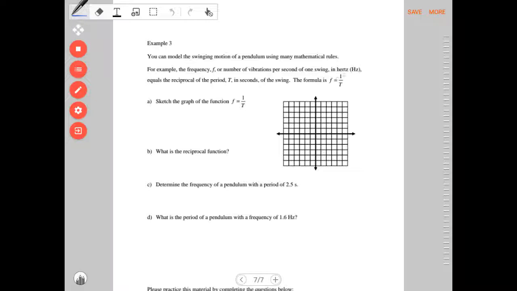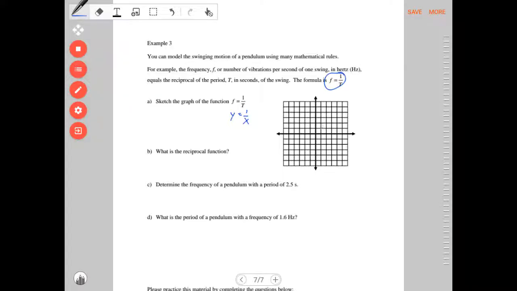Basically, the formula for this is frequency is 1 over period. Okay, not a big deal. Frequency is the number of vibrations per second, and t is the time for one swing. All right, so the formula is F equals 1 over t. Okay, so sketch the graph of this. Well, remember, we don't graph F's and T's. We usually graph Y's and X's. Hey, we've already seen this equation before.